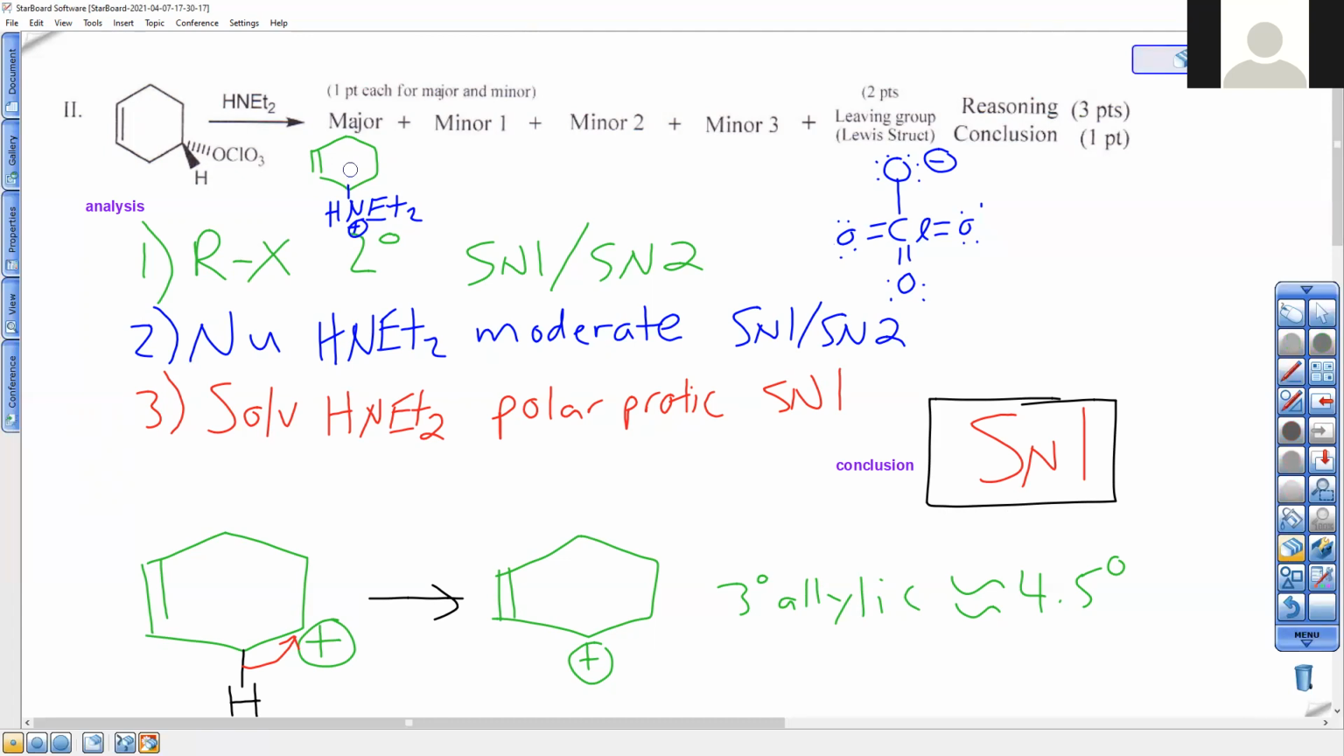You already knew that from chapter 4. What I mean by you saw that it was stable in chapter 4? What's the pKa of an ammonium ion? 10. Is that strong? No. It's weak. Weak means stable. It stays just like that. You do not take that proton off. Minor would be the SN1 reaction that came from the original cation. It's not as stable as the first one, so I don't expect as much product from it.